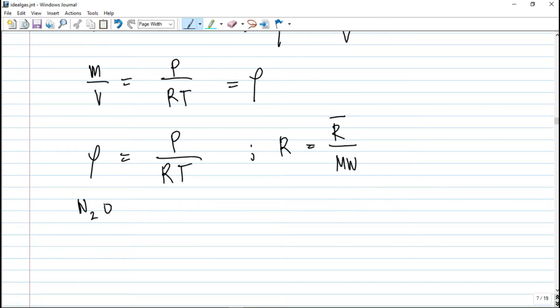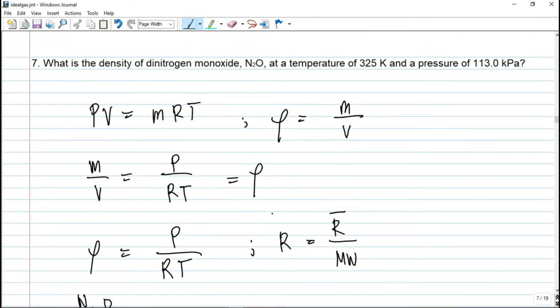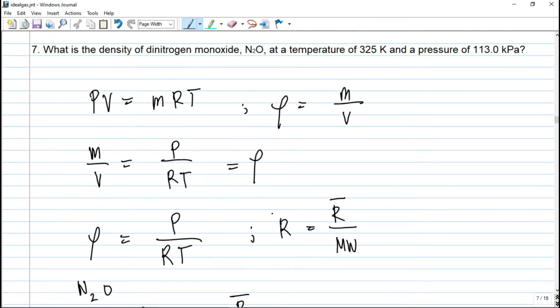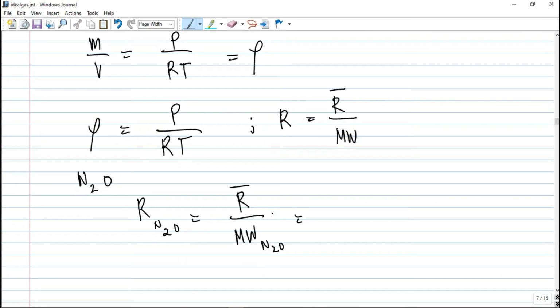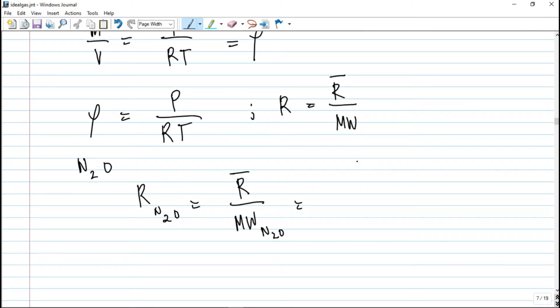Let's find the gas constant of N2O, dinitrogen monoxide. So R of N2O is equal to the universal gas constant all over the molecular weight of N2O. Our problem is in SI, so we will use the universal gas constant in SI units, which is 8.314 kilojoule per kilomole Kelvin, divided by the molecular weight of N2O.